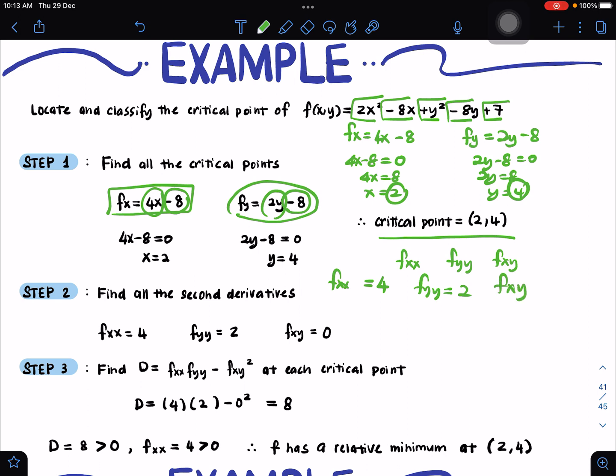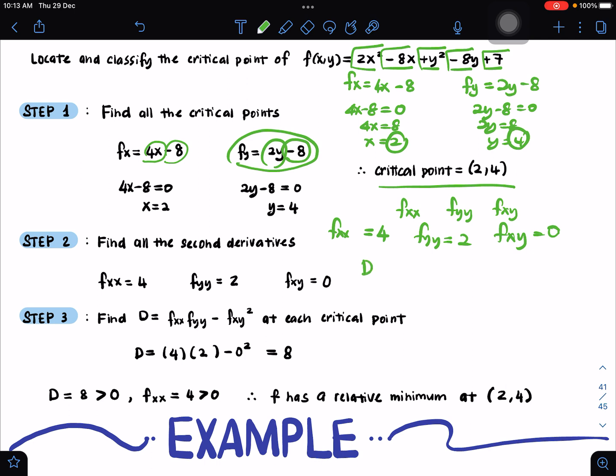Okay, now fxy. So differentiate your fx with respect to y. So sekarang kalau awak tengok fx awak tak ada y. Bila tak ada y, kita nak differentiate with respect to y, confirm lah ini constant akan memberi jawapan sama dengan kosong. So sekarang kita nak cari nilai D. D kita adalah fxx 4 darab dengan fyy 2 tolak dengan fxy kuasa 2. So awak dapat sama dengan lah 8.